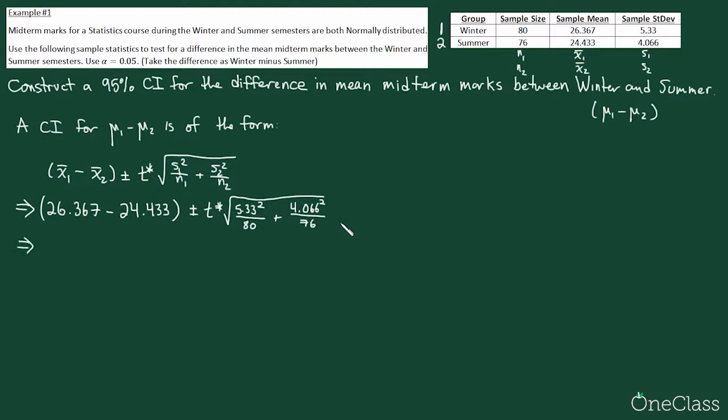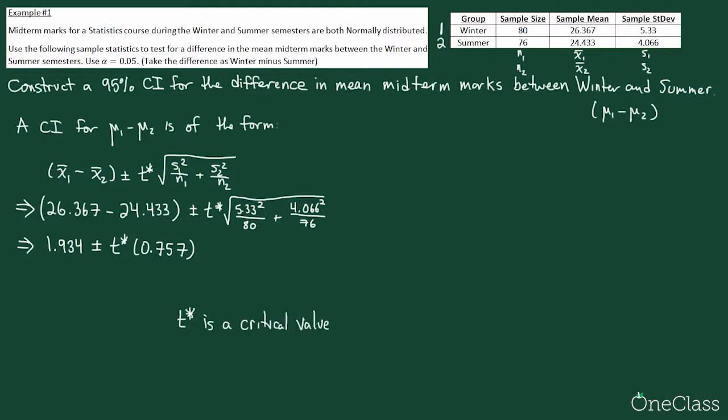Next, we simplify, so this turns out to be 1.934 plus or minus t star times 0.757. Next, we need to find t star.